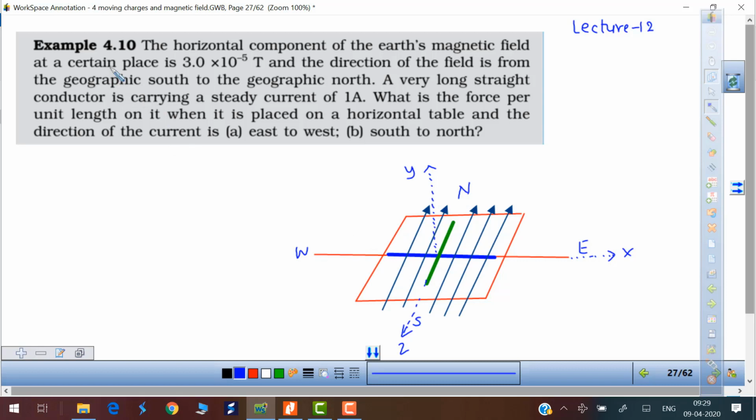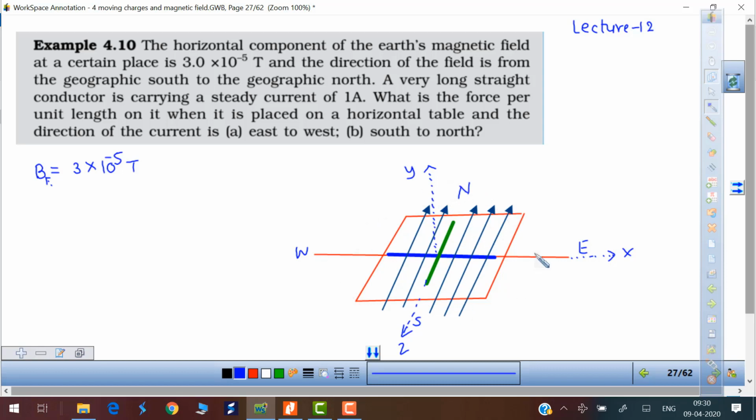Okay, so we start with illustration 4.10. I already drew the figure to save time. The horizontal component of the Earth's magnetic field at a certain place is 3 into 10 raised to minus 5 Tesla. So this is the magnetic field of the Earth. So BE is equal to 3 into 10 raised to minus 5 Tesla. And the direction of the field is from geographic south to geographic north. So here we have south and here we have north.